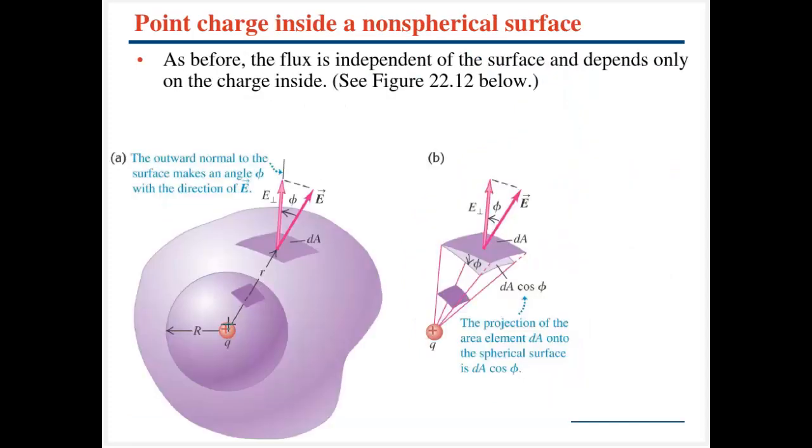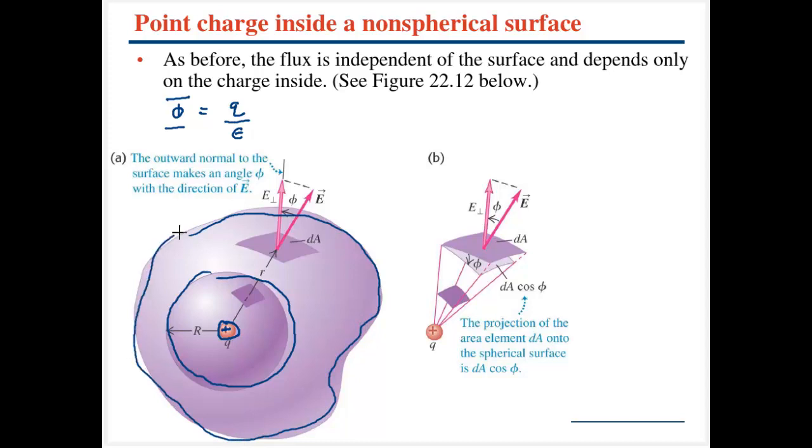So now let's take it a step further. Here we're going to have the same thing we had before. We're going to have a positive charge enclosed by a sphere, and we've already said that the flux on that is going to be equal to the charge enclosed divided by the permeability of free space. And now we're going to surround this by another really funky shape. Now it turns out that the flux is going to be the same. It's going to be the charge enclosed divided by epsilon naught.